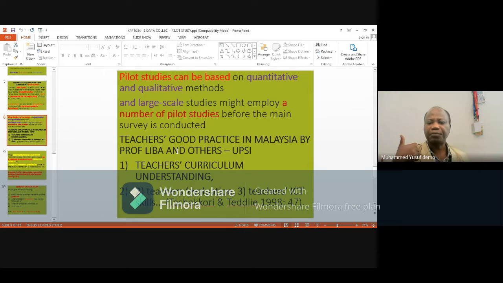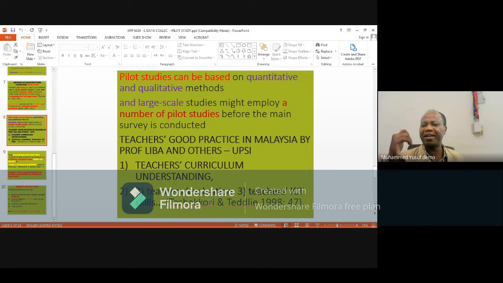Okay, now they have different aspects. They have teachers' curriculum knowledge. Okay, they have another one, teachers' understanding of the content. You get the point? Teaching content. Do the teachers understand what they want to teach very well? So another one is teachers' evaluation.